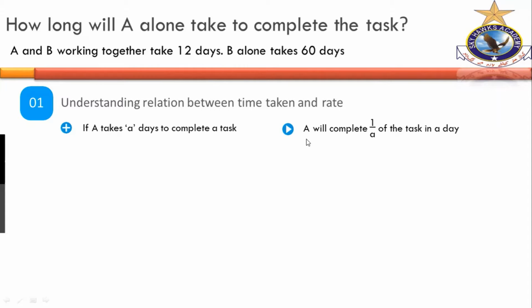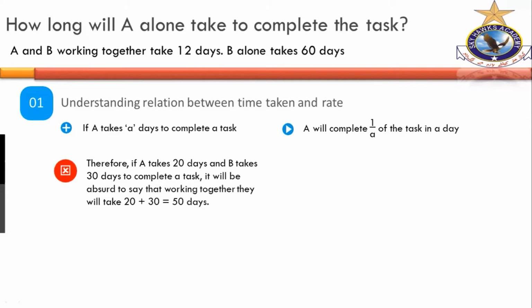So rate of working per day, A will complete 1/A of the task in a day. So it's just about the unit time, that is in terms of days. That's why 1/A is the amount of the task in 1 day. So let's see. It's a wrong thing, but anyhow, we will have to take care of these things. So please read this one.